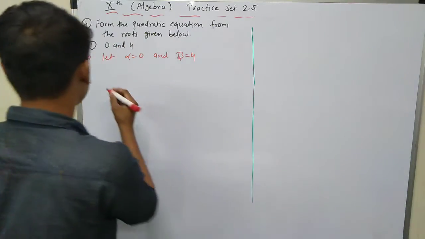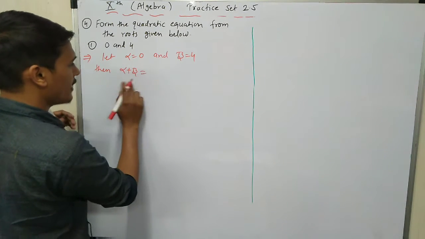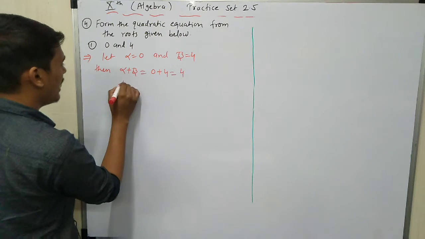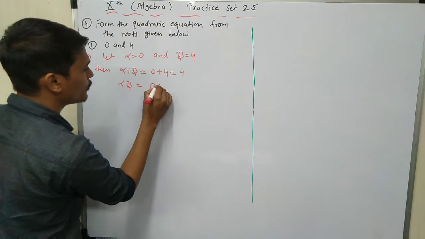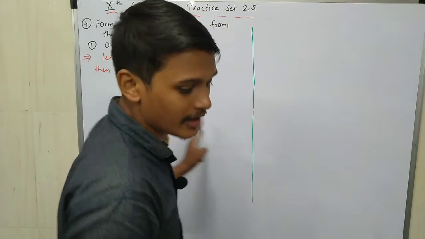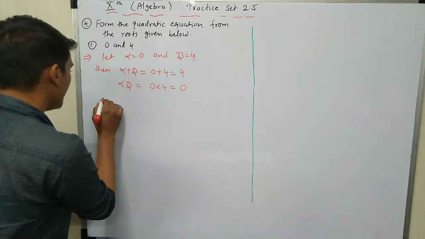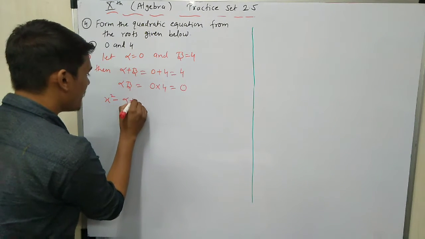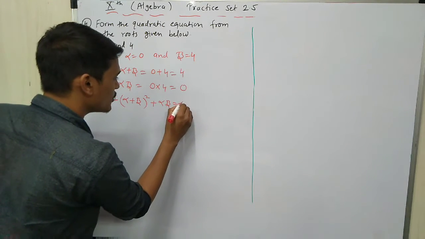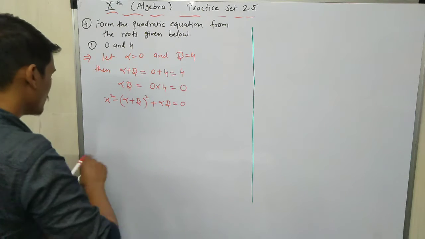Then alpha plus beta is equal to what? 0 plus 4 is equal to 4. And alpha into beta is equal to 0 into 4 is equal to what? 0. Clear? Now the required quadratic equation is x square minus (alpha plus beta) x plus alpha into beta is equal to 0.